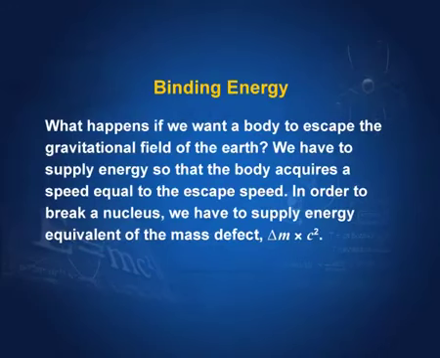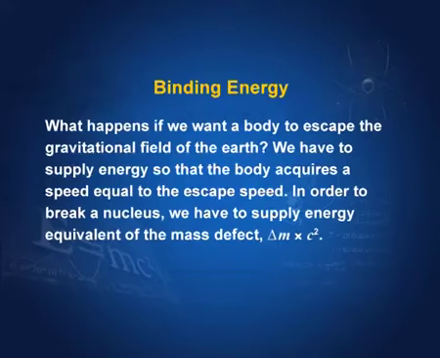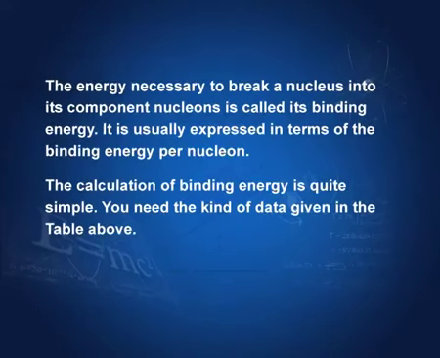What happens if we want a body to escape the gravitational field of the earth? This you must have done in class 11. We need to supply energy to the body, so that it acquires a velocity equal to the escape velocity or escape speed. Similarly, here if we want to break a nucleus, we will have to supply energy equal to the binding energy, that is delta m times c squared. That is the energy we have to supply to the nucleus to break it, and the energy necessary to break the nucleus is called its binding energy, and it is usually expressed in terms of binding energy per nucleon.